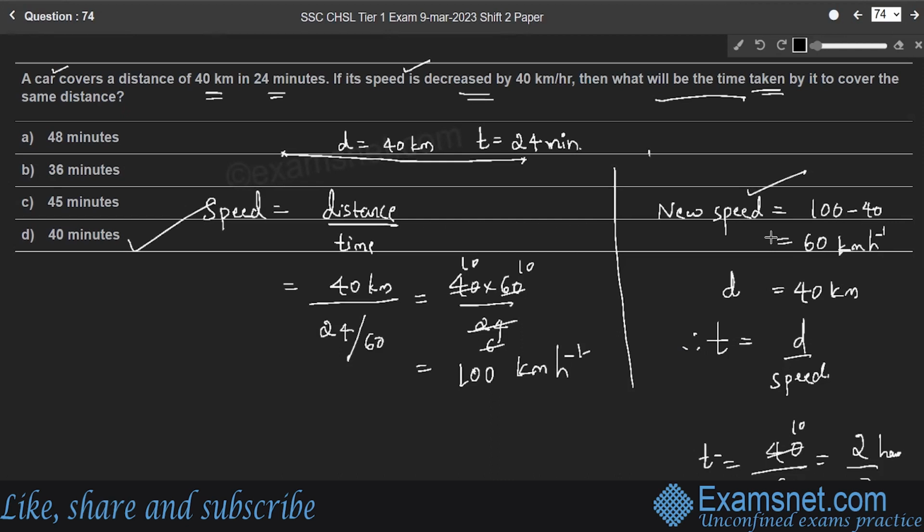To cover the same distance, which is 40 kilometer, it takes 40 minutes with the speed of 60 kilometer per hour. At first, the car was moving with the speed of 100 kilometer per hour. In the second case, the speed is decreased by 40. That means the new speed will be 60 kilometer per hour, right? Therefore, the time taken by the car is 40 minutes. Option D.